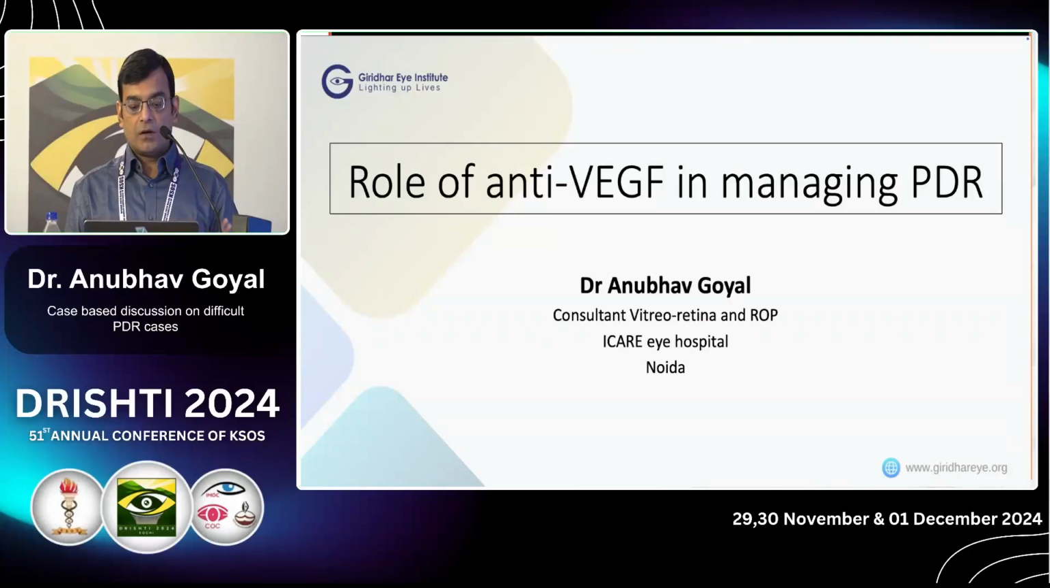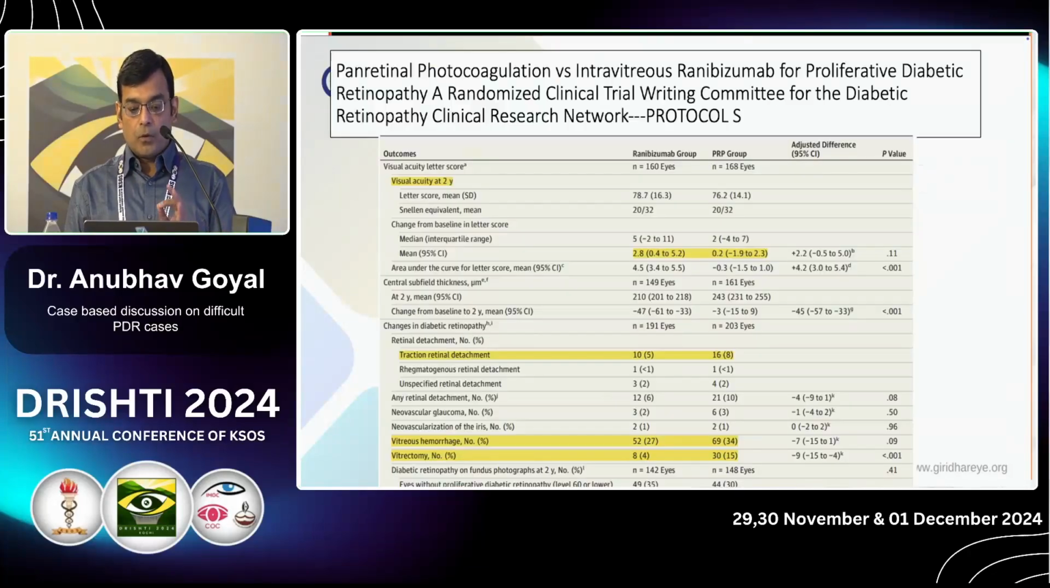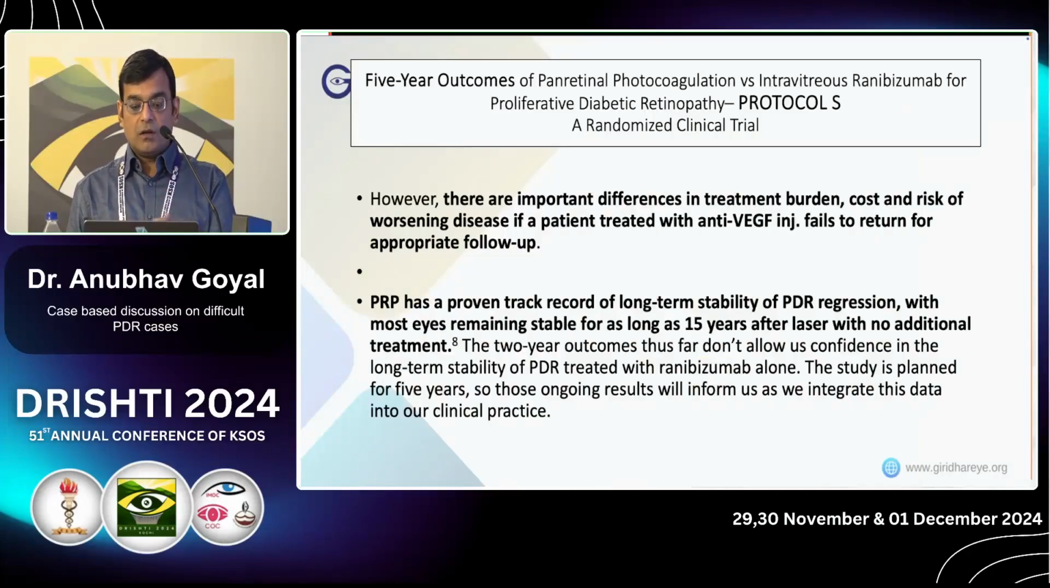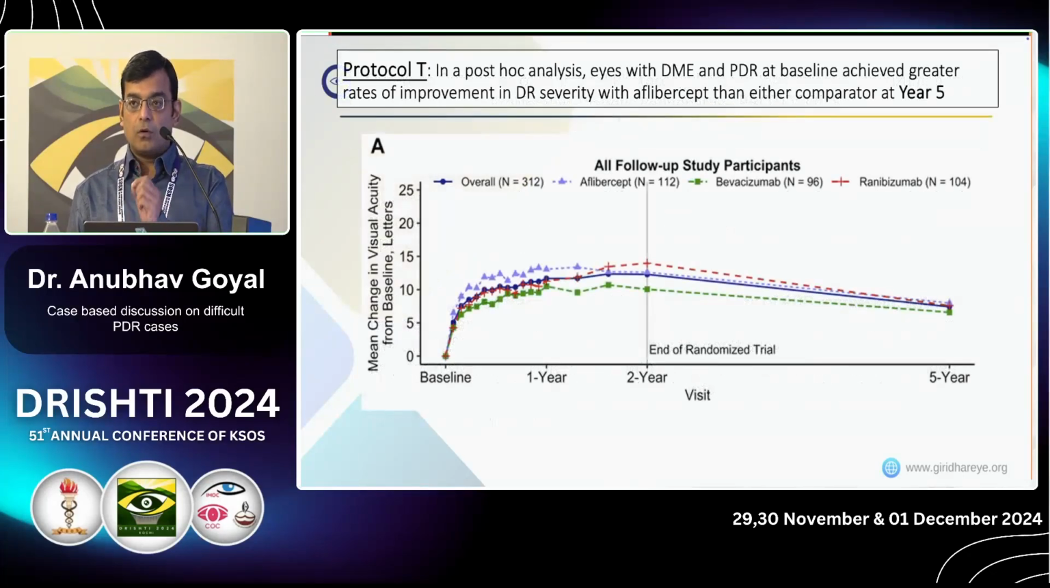So the role of anti-VEGFs, Dr. Ashok sir has already told. Protocol S shows that both anti-VEGF and laser work very well in PDR cases, but it was just a 2-year study. The 5-year study shows that patients who were lost to follow-up or had poor compliance did very poorly. Patients who underwent PRP laser did well; patients who got only anti-VEGF did very poorly. So it's always good to give PRP in PDR cases; consider PRP more than anti-VEGF injection.